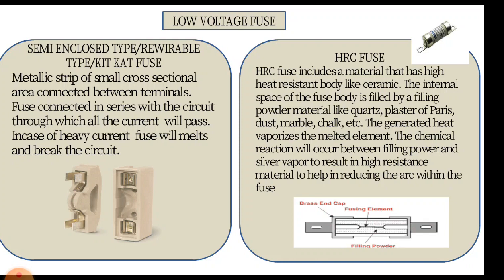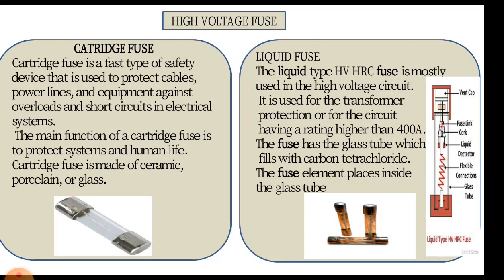Under the normal condition, the fuse element temperature is below the melting point, so the normal current is flowing through the fuse wire. When the fault occurs, the current increases and melts the fuse. It vaporizes the silver metal. The chemical reaction between the silver vapor and the filling powder forms a high resistance material which extinguishes the arc. Then high voltage fuses are classified as cartridge fuse and liquid fuse. Here the cartridge fuse is a fast type of safety device.